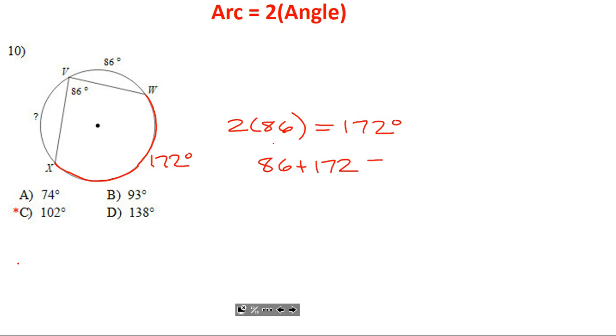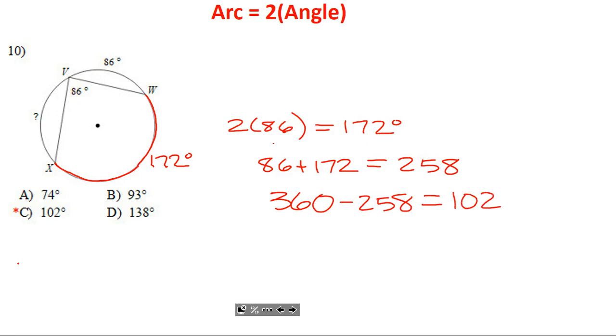When we do that, we get 258, and then we're going to subtract that 258 from 360. And that gives us 102, which is letter C.